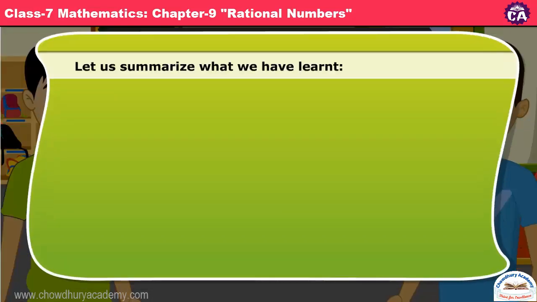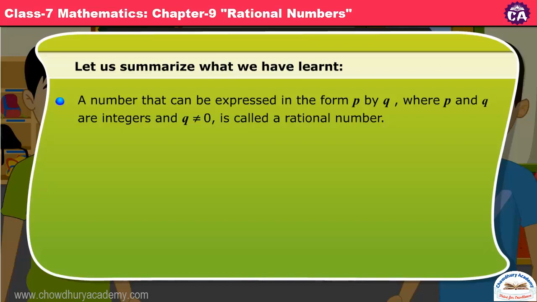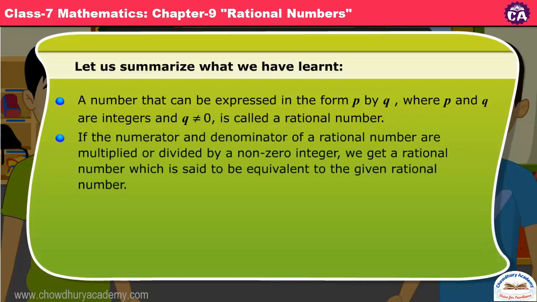Let us summarize what we have learned. A number that can be expressed in the form p by q, where p and q are integers and q is not equal to 0, is called a rational number. If the numerator and denominator of a rational number are multiplied or divided by a non-zero integer, we get a rational number which is said to be equivalent to the given rational number.